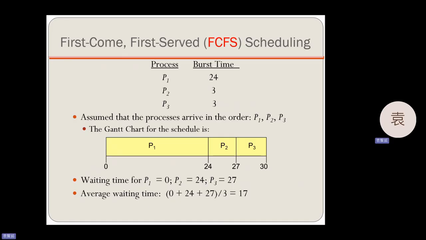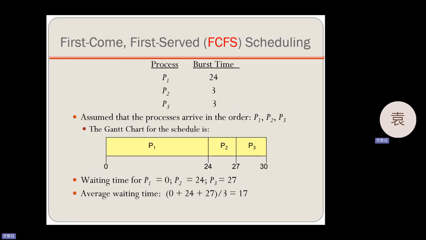And P2 will be 24. Assume they all arrive at time 0, but in the order of P1, P2, P3. And P3 will be 27 because P3 started at time 27. And the average waiting time for this will be 0 plus 24 plus 27 divided by 3, which is 17. So that's for first come first serve.